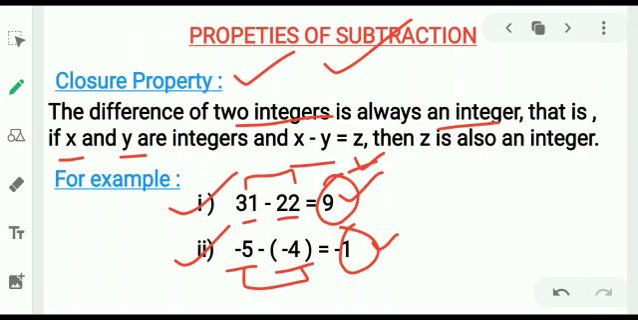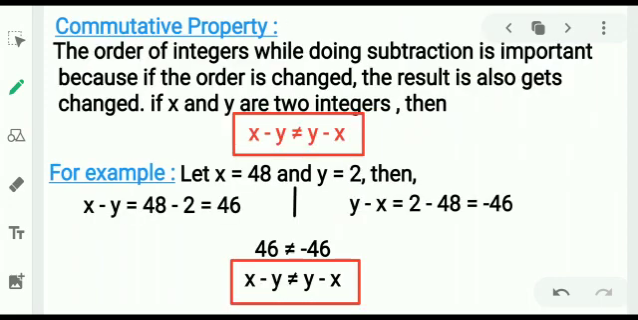Students, let's move to the next page. On this page, the next property is given, which is commutative property. What is commutative property? The order of integers while doing subtraction is important, because if the order is changed, the result also gets changed. In commutative property of addition, we learned that order is not important. If we change the order, we get the same result.